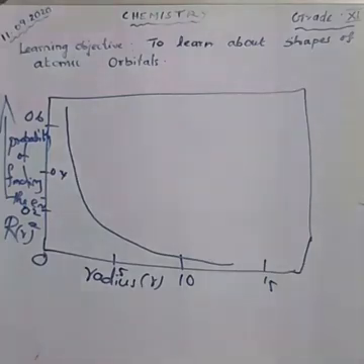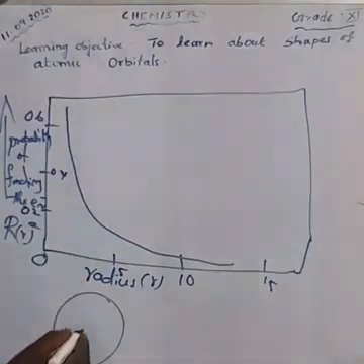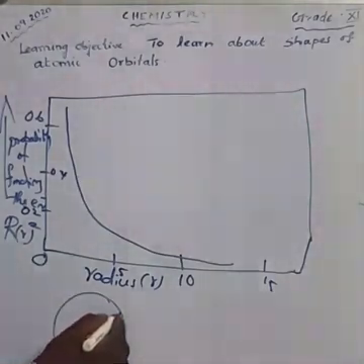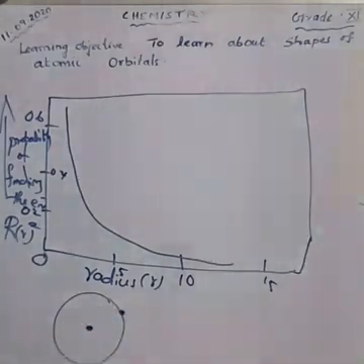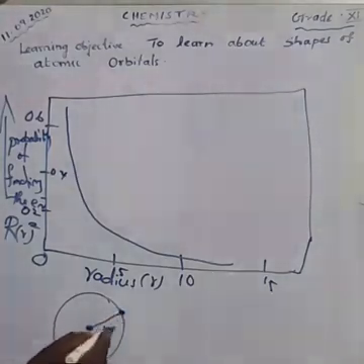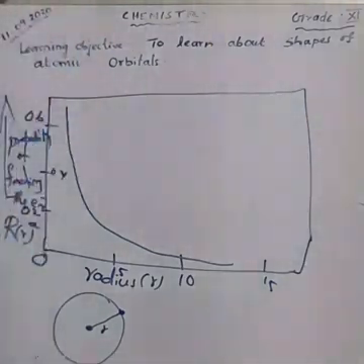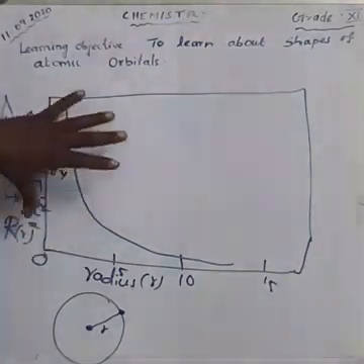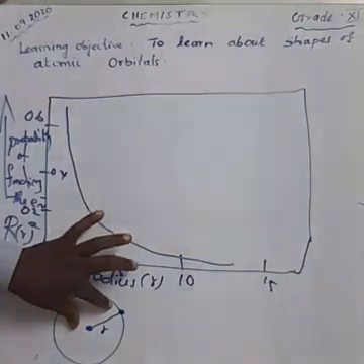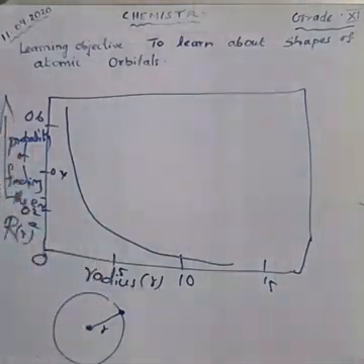What does this curve mean? This graph shows that as the distance between the electron and the nucleus decreases, the probability of finding the electron increases. Take a hydrogen atom, with the nucleus at the center, an outermost shell, and one of its electrons. As the distance r from the center of the nucleus to the electron decreases, the maximum probability of finding the electron increases.